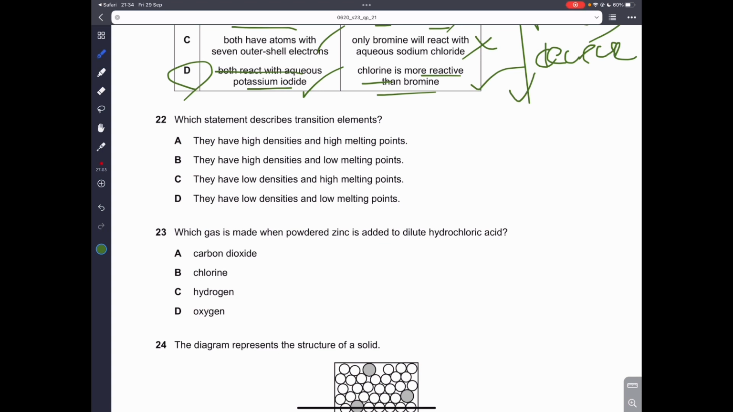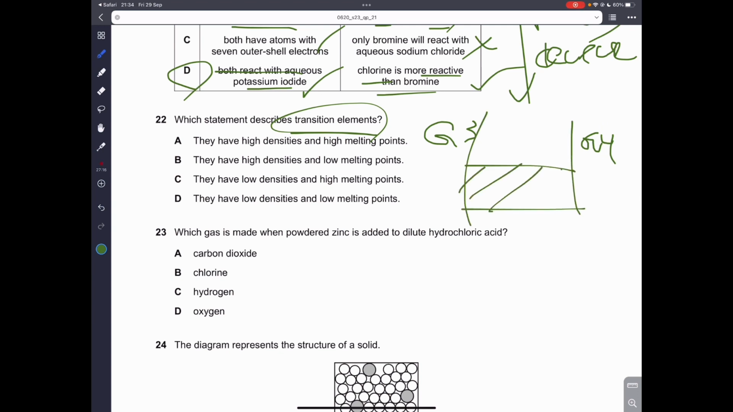Question number 22, which statement describes transition elements? Transition elements are between group 3 and group 4. You can see in the periodic table this very big chunk. Those are all transition elements. The general properties or trends of transition elements is that they have high densities and high melting points. So A is the correct answer.